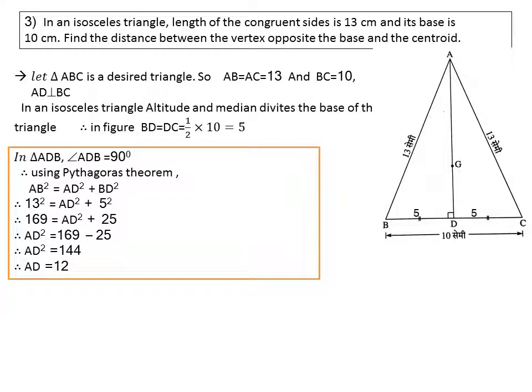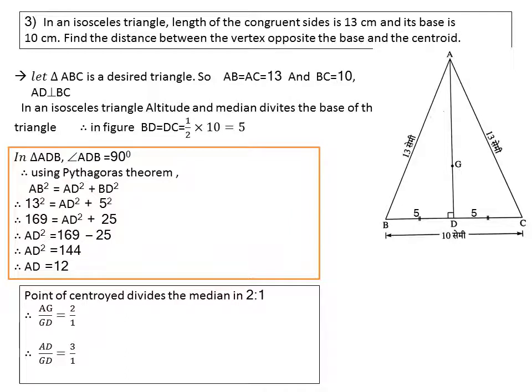Now, let us see one property, and that is centroid property. Centroid means point of centroid divides the median in 2:1 form. That means the upper segment is 2 part and lower segment, which is perpendicular to the base, is 1 part. That means there are totally 3 parts: 2 part AG and 1 part GD.